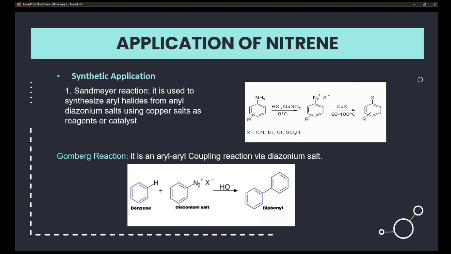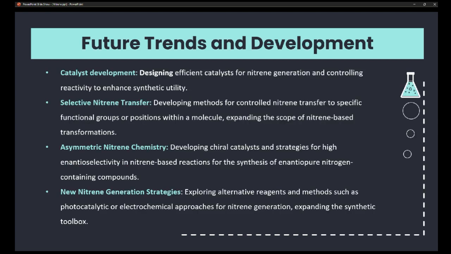Synthetic application, Sandmeyer reaction. It is used to synthesize aryl halide from aryl diazonium salt using copper salt as a reagent or catalyst. Gomberg reaction. It is an aryl-aryl coupling reaction via diazonium salt, and we get the product biphenyl.